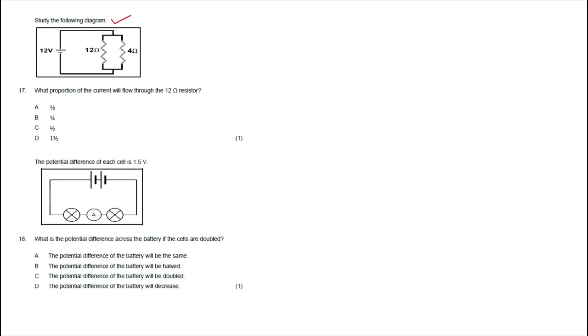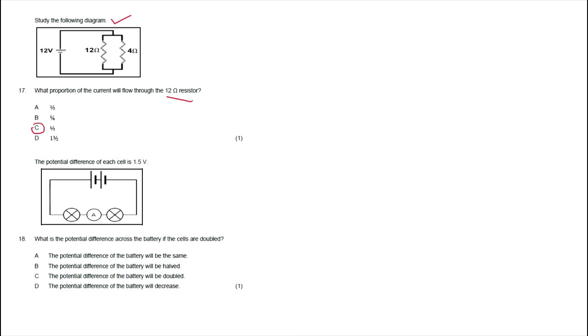So we can see the diagram that we are given. And the question now says, what proportion of the current will flow through the 12 resistor? Okay, so we know that higher resistance gets a smaller share of current. So the correct answer will be 1 over 3, which is our C.